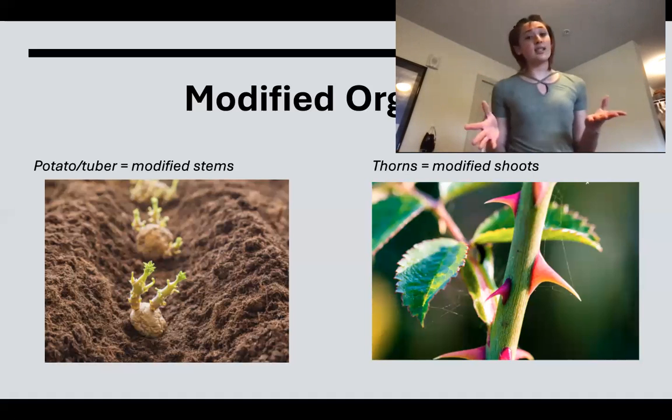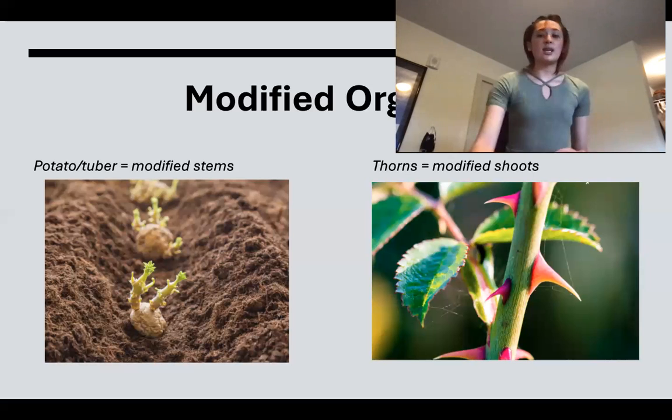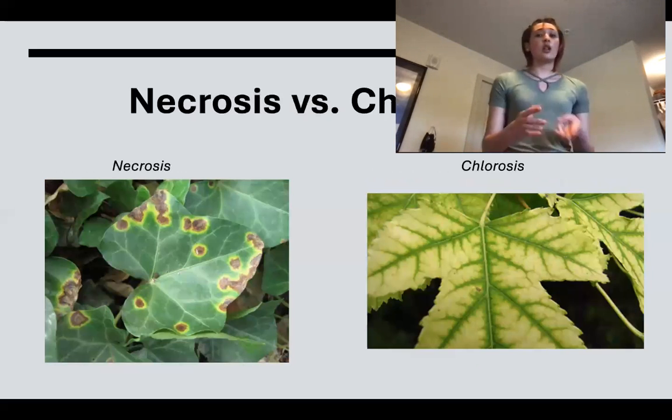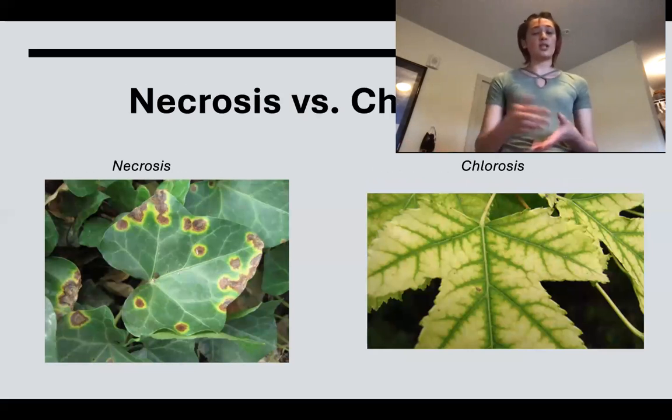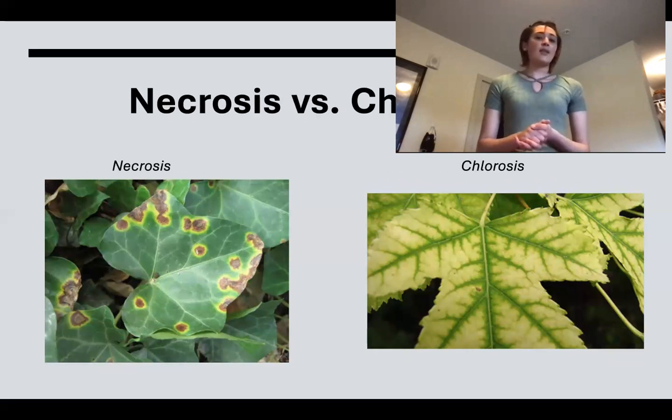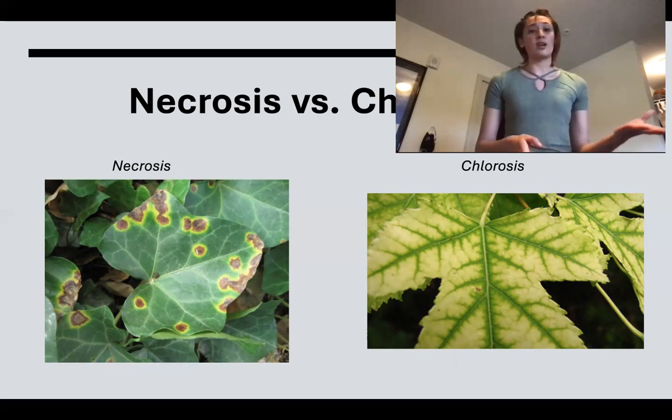And any deficiency in these nutrients may result in stunted growth, chlorosis, which is yellowing of leaves, which is seen on the right side of your screen, and then necrosis, which is dying or dead parts of leaves, which is seen on the left-hand side of your screen.